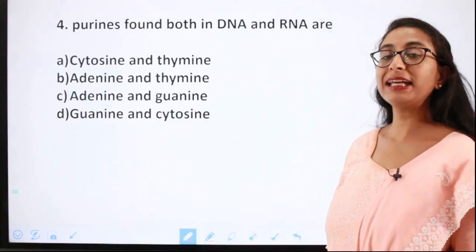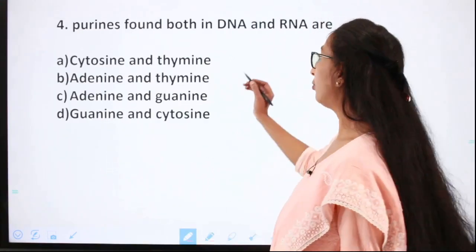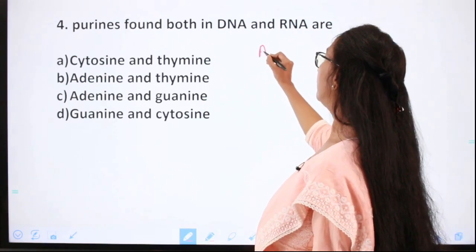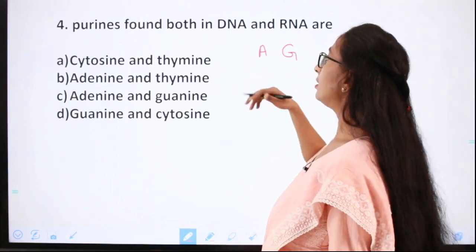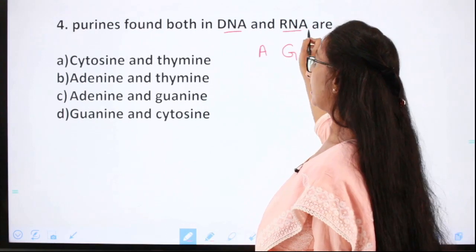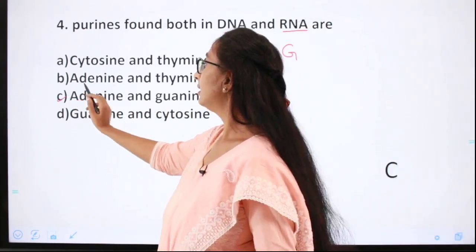Purines found both in DNA and RNA are. What are the purines? Adenine and guanine, which is present both in DNA and RNA. So adenine and guanine is the right answer.